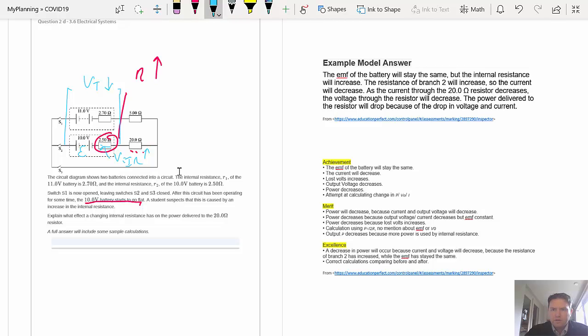The resistance in branch 2 will increase, so the current will decrease. As the current through the 20 ohm resistor decreases, the voltage across the resistor will decrease. The power delivered to the resistor will drop because of the drop in voltage and current.